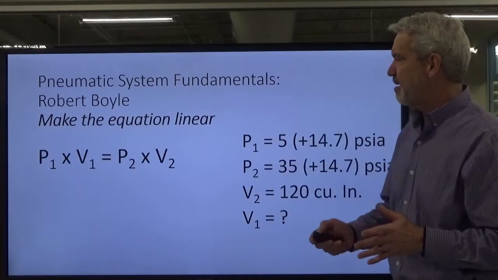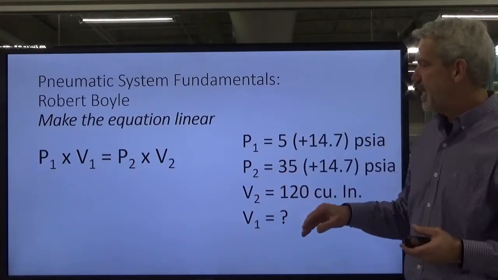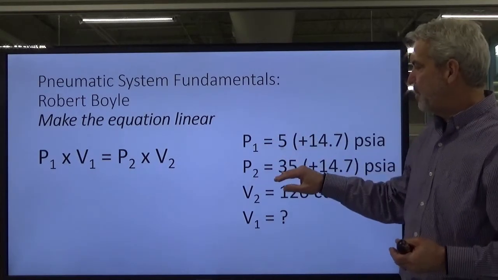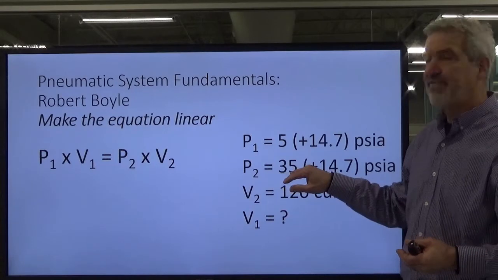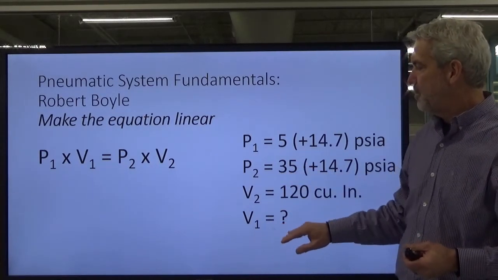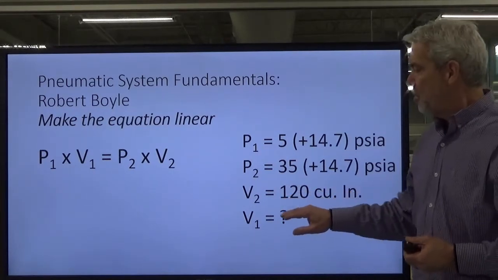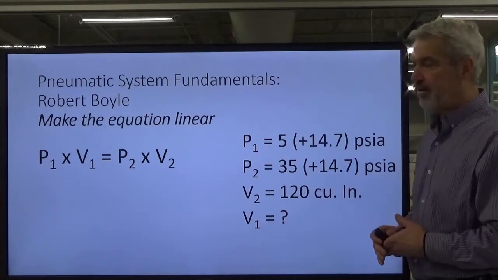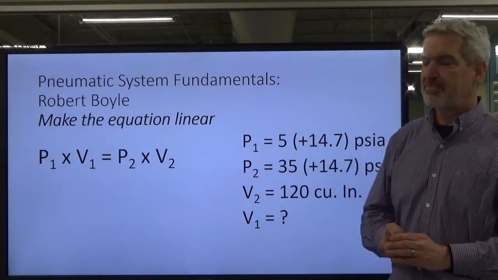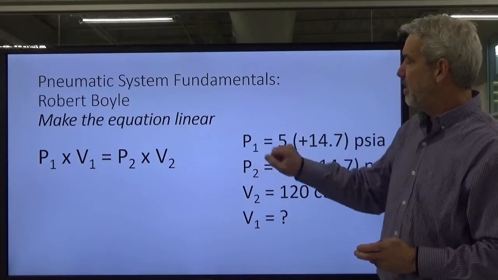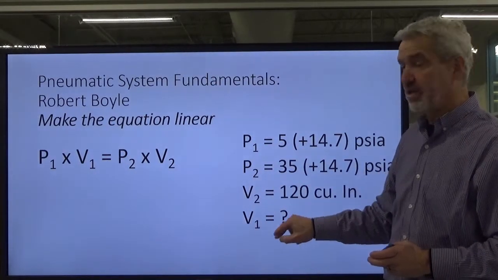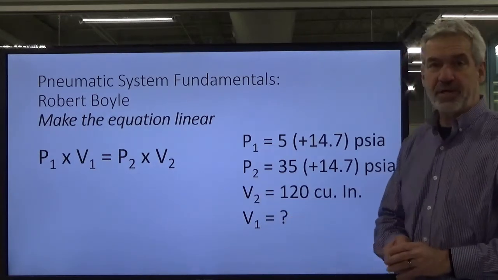Now the book gives us an example where we're going to take 5 pounds of pressure and jack it up to 35 pounds. And what has happened is that's changed our volume to 120 cubic inches. So we're going to try to find out what was the starting volume. This is P1 and V1, and P sub 2, that's the starting pressure. This is your ending pressure. This is our starting volume. We don't know what it is, but we do know what we wound up with.